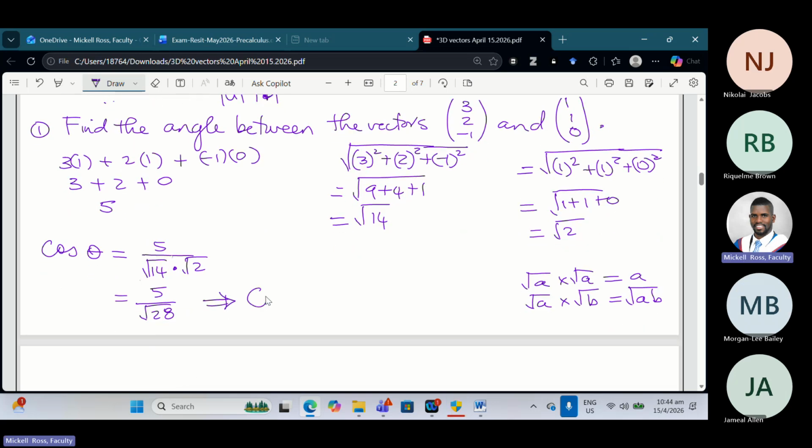What does this give us? Well, when you're finding the angle, theta is going to be the cos inverse of 5 over the root of 28.